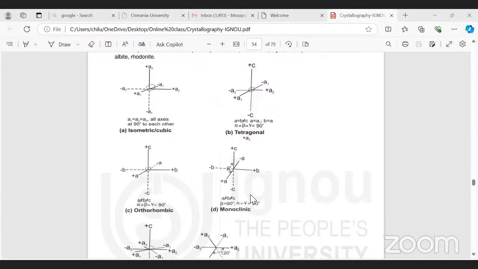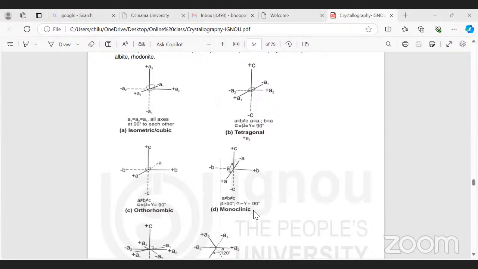So here you observe the slight variation. Only two angles intersect at 90 degrees, that is alpha and gamma. But beta is not intersecting at 90 degrees. It is less than 90 degrees. Keep in your mind, this is an important thing here.